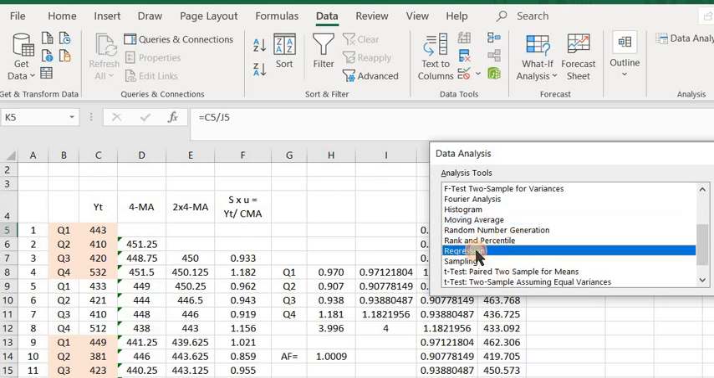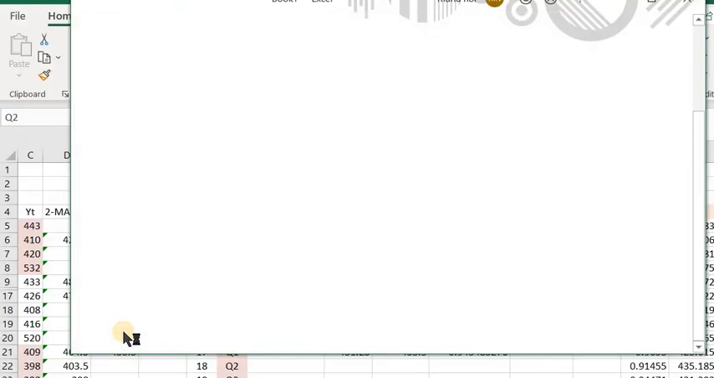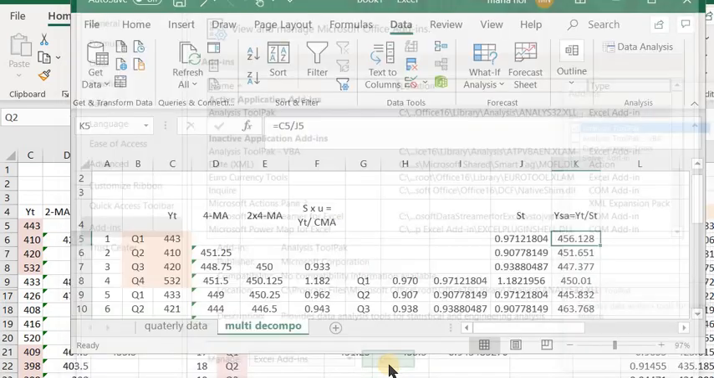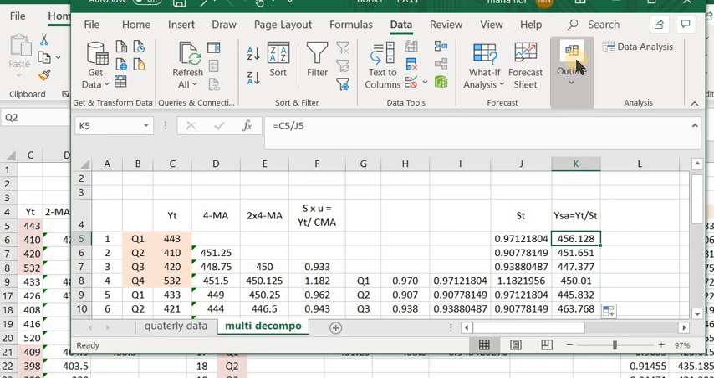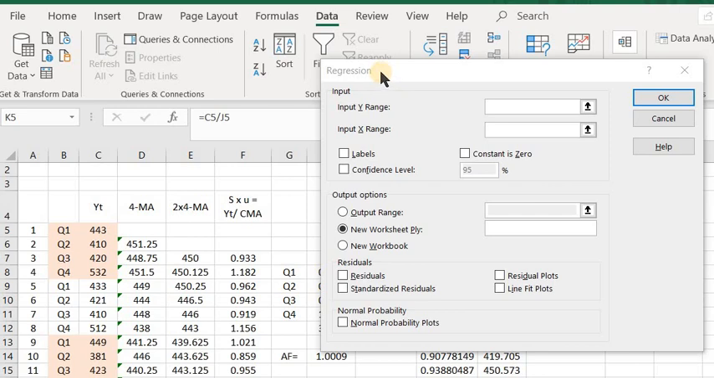Okay, where is the regression? Here. If Data Analysis is not in your toolbar, you need to find it or add it in the Add-ins. So go to Options and then Add-ins. Okay, Go. Then you add this one, Analysis ToolPak, and click OK, and then it will be in your toolbar. Okay, so we select the regression.